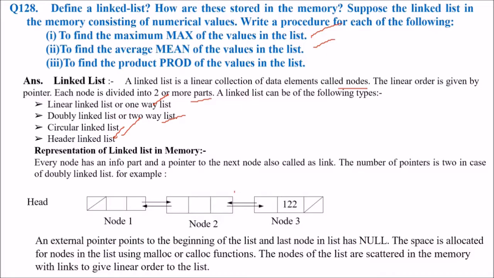The representation of a linked list in memory would be like this. Every node has an information part and a pointer to the next node, called the link. The number of pointers can be two, as in the doubly linked list. You have a header always pointing to the first node. An external pointer points to the beginning of the list, and the last node is null, which we show as ground. Space is allocated for nodes in the list using the malloc and calloc functions. The nodes of the list are scattered in memory, with links giving linear order to the list.